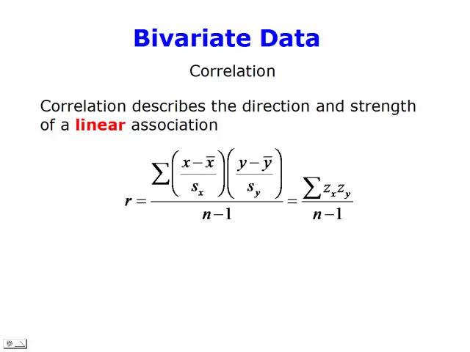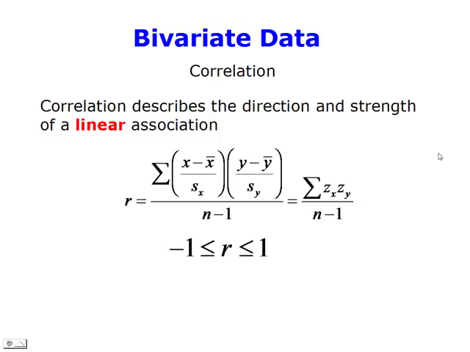The formula for correlation is the following. You'll notice in the numerator you have the sum of x minus x bar over s sub x times y minus y bar over s sub y. You will notice that this is the formula for the z-score. So what you've got is the sum of the z-scores for the x's times the z-scores for the y's, divided by n minus 1.